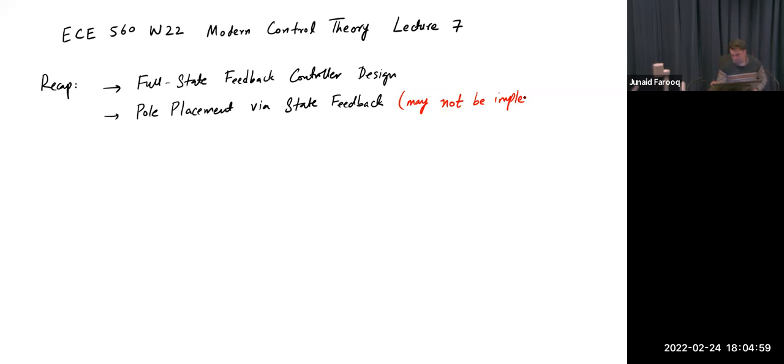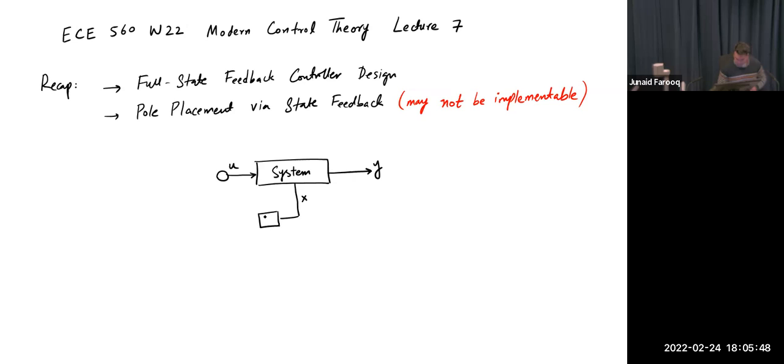Unless your y equals x, meaning all your states are visible at the output, you may not be able to do a state feedback controller design. Let me just draw you the picture that we were looking at. We had a system which gets some input U, and there was an output Y. The problem is you want to do state feedback, meaning you want to obtain the state X, then apply a gain K next to it, and subtract it from a reference R.